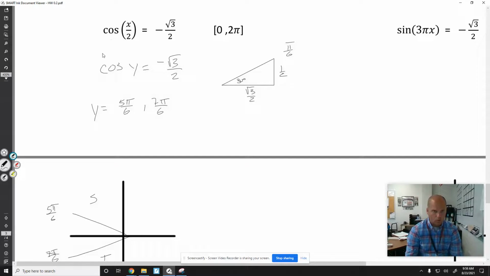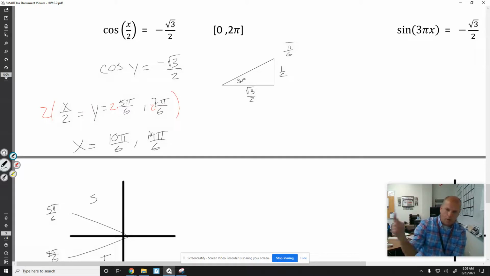But hold the phone. What happens if I find my solutions for x? Okay, well, I replaced x over 2 with y, so let's re-replace and let's solve for x. What does x equal? That's the goal. Multiply by 2. Okay, so when I multiply this by 2, and when I multiply this by 2, what happens? Ready? This is 10 pi over 6. This is 14 pi over 6.